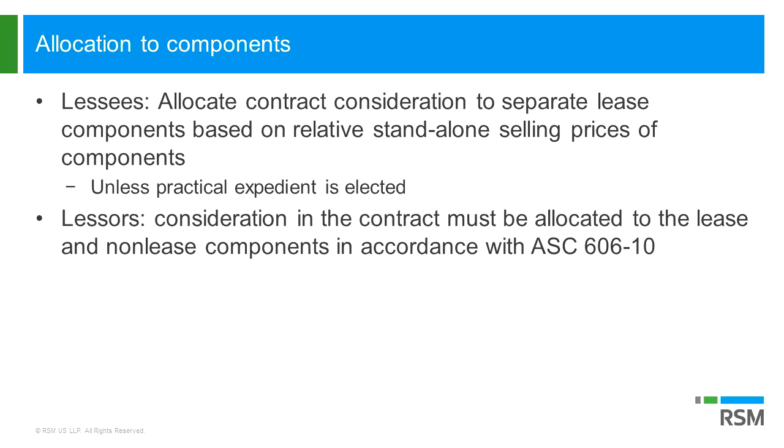As I previously mentioned, unless the practical expedient is elected, whereby you combine your components together, lessees are required to determine the relative standalone selling price of the separate lease components and the non-lease components on the basis of their standalone selling prices. If standalone selling prices are not readily available, the lessee shall estimate the standalone selling price, maximizing the use of observable information. Then the lessee must allocate the contract consideration to the separate lease components and the non-lease components on a relative standalone selling price basis.